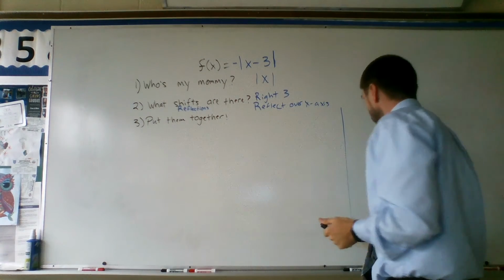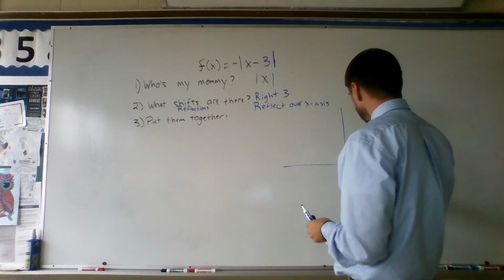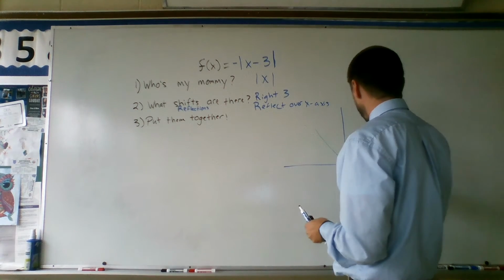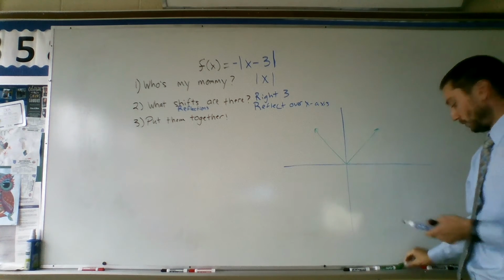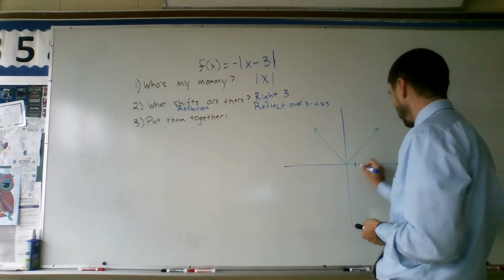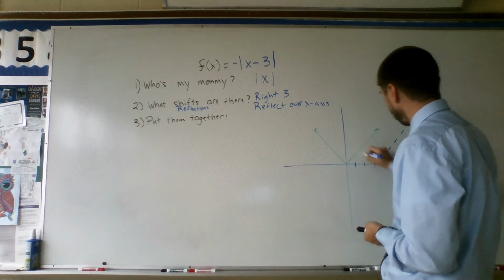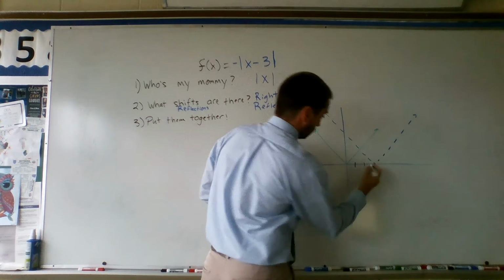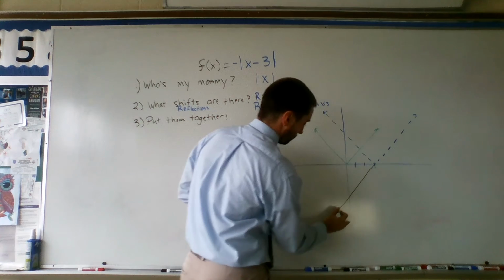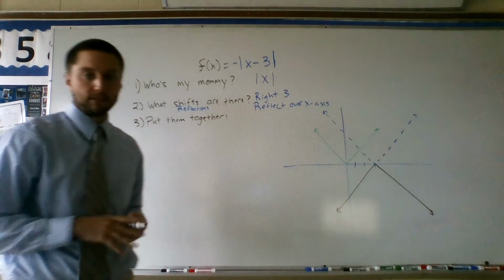So step 1, draw my parent function. This is my little V graph. There it is in green. Now I'm going to move it right 3. 1, 2, 3. Okay, so there's my blue graph. And then I'm going to reflect it over the x-axis. And boom, there's my final graph.